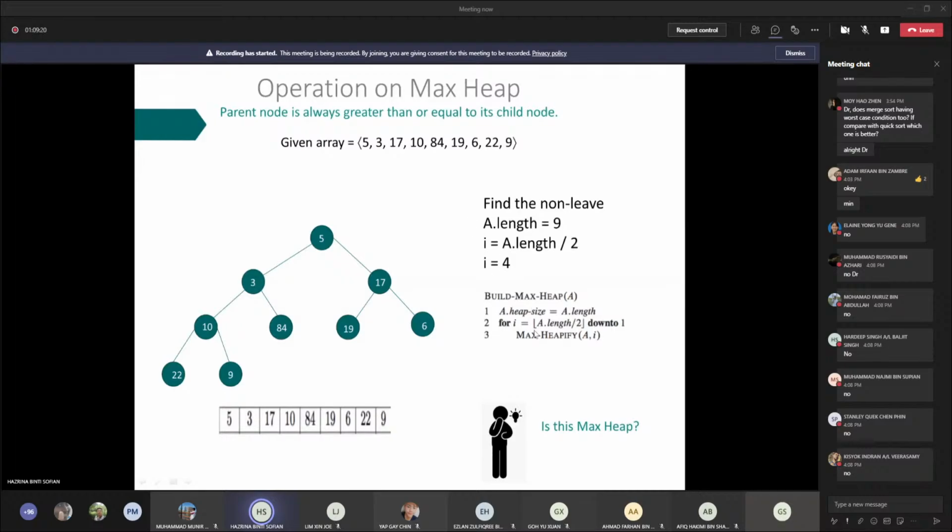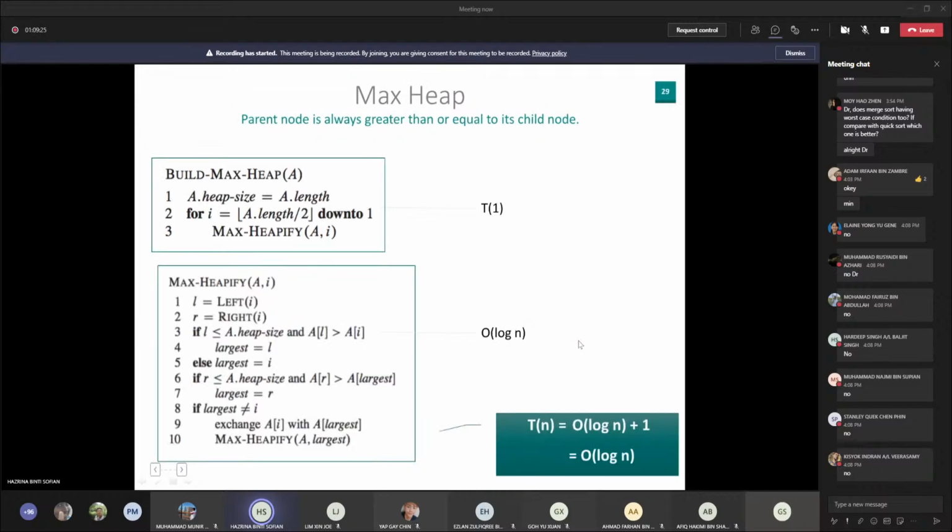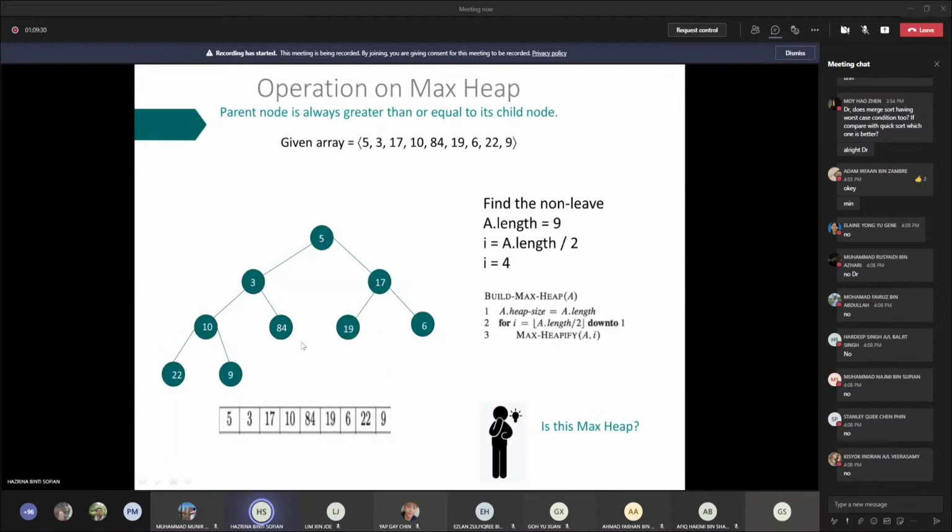Okay. So because it is not a max heap, we need to call a function called max heapify. This max heapify is this algorithm. For a start, this is the algorithm where the A length is divided by 2 down to 1. So they want to know what is I.